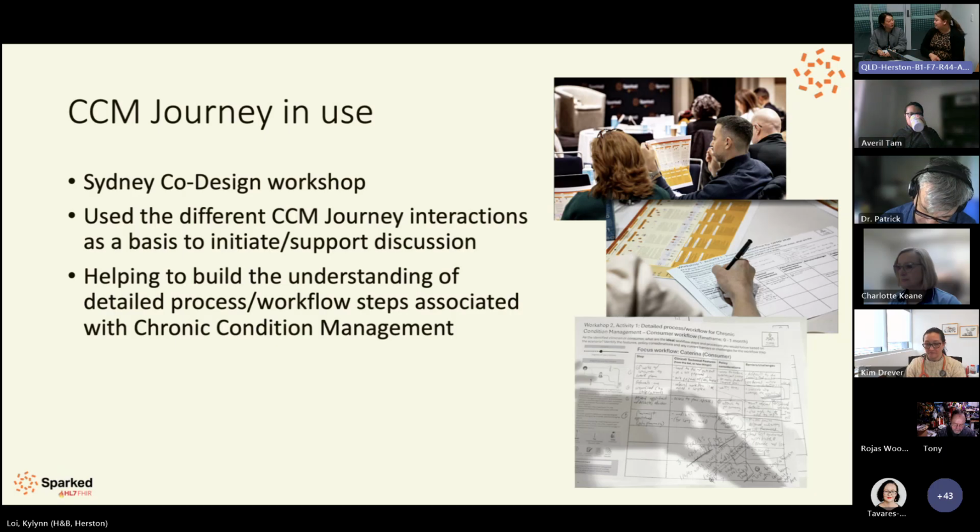So it was really great. We took different little cuts from the journey of the different healthcare interactions and worked through what some of the process and workflow steps would be. As you can see in that bottom photo, we got a lot of great feedback from those in the group, and we're currently going to work through pulling the materials and outputs together from that.